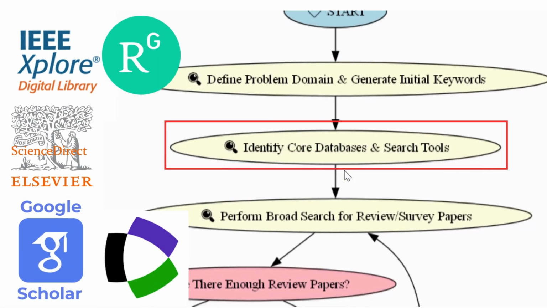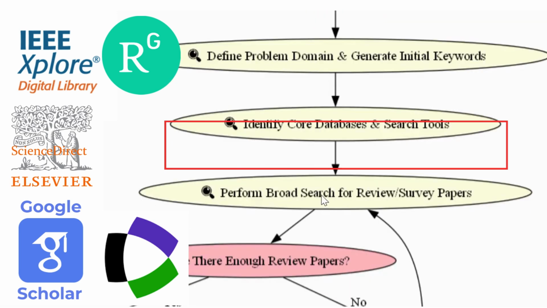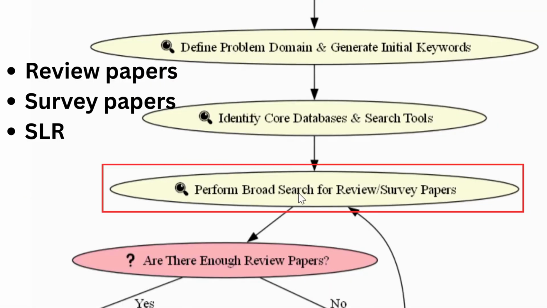Once you have defined your problem domain and generated the initial keywords, the next step is to identify the right platforms for searching academic literature. Before jumping into literature search, know what tools you are using and why. Some platforms host full text articles from publishers, others index and track citations across disciplines, and some are great for networking and accessing shared content. In the upcoming videos, we will explore how to use these categories effectively for your research.